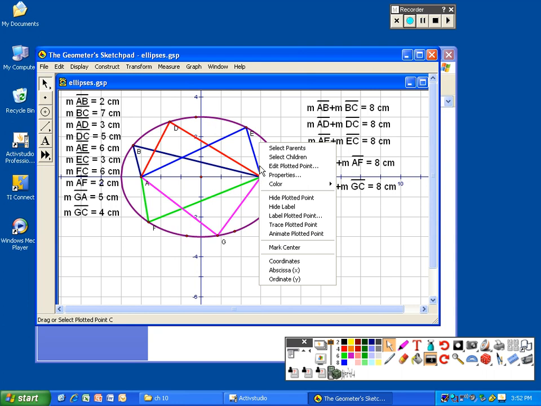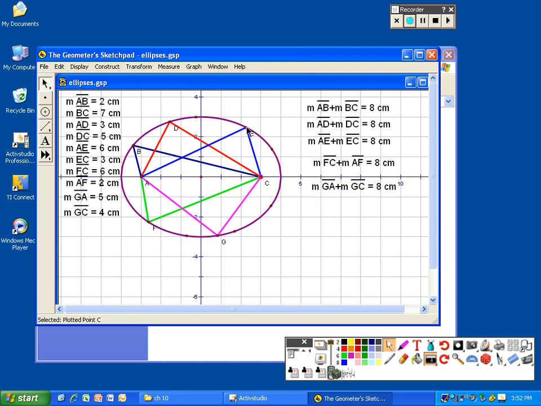I also have a point E on the ellipse. AE and EC are focal radii. Same with point G. CG and GA are focal radii. And likewise AF and FC. I have many focal radii there. And what I want to prove to you is that the sum of them is always equivalent.